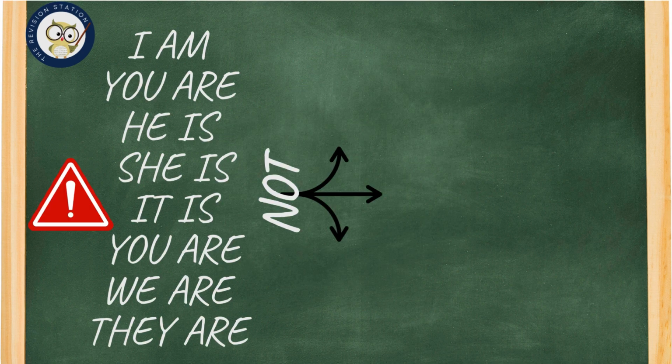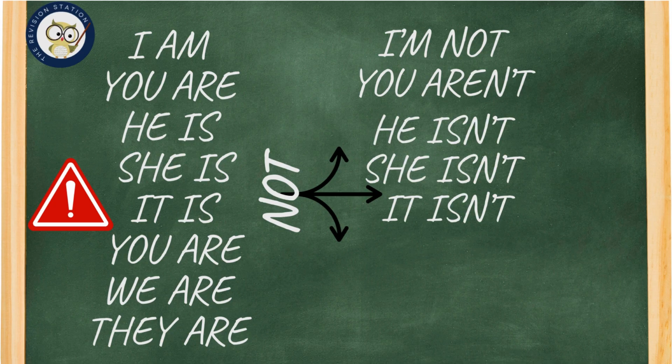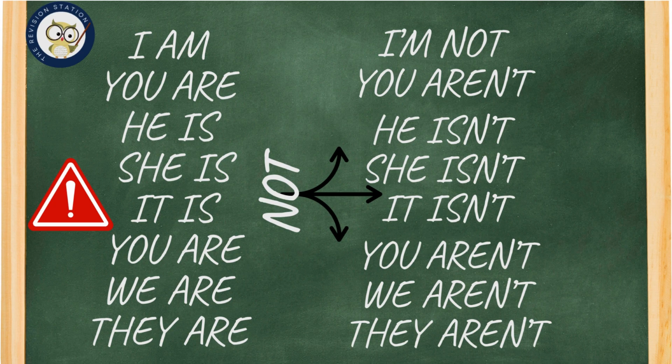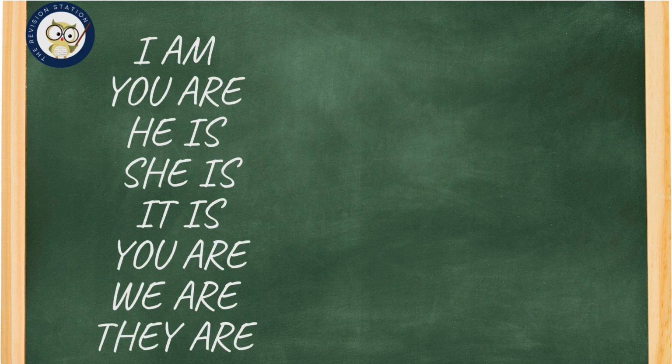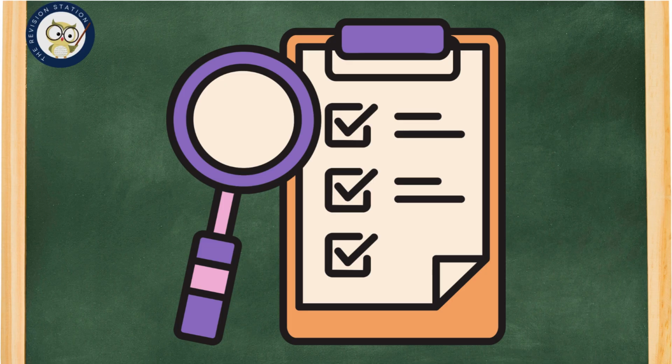So remember, in English, we like to contract words to make it easier to say. So we say, I'm not, you aren't, he, she, it isn't, you, we, they aren't. Sometimes, to really emphasize the negative part, we really stress the not. Let's have a look at some examples.